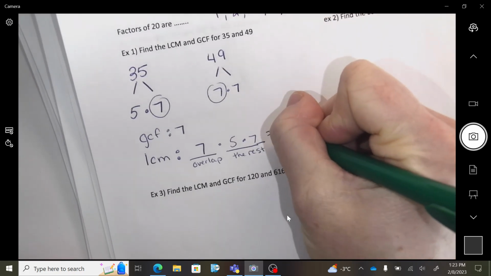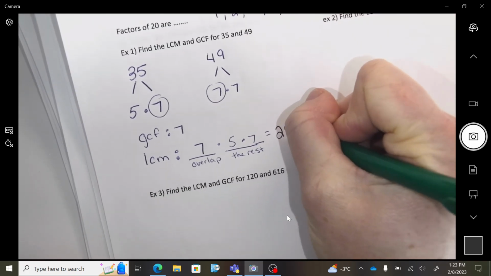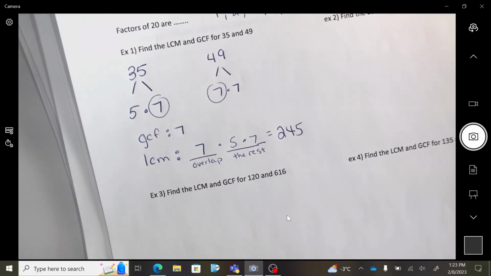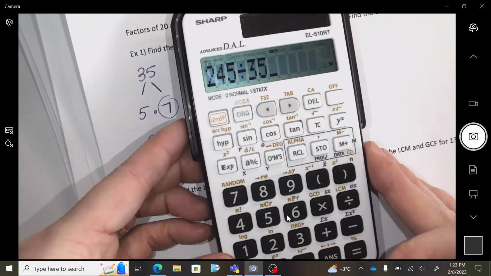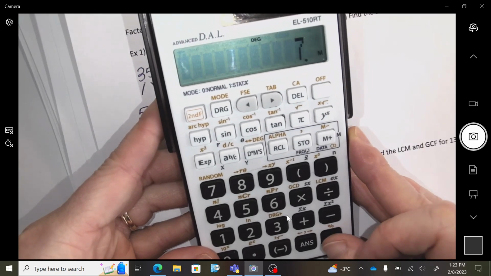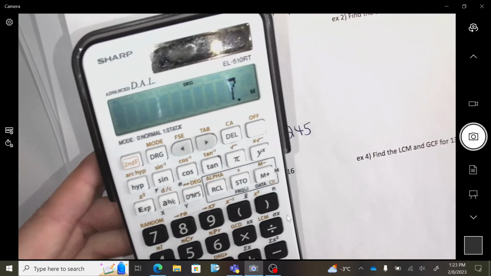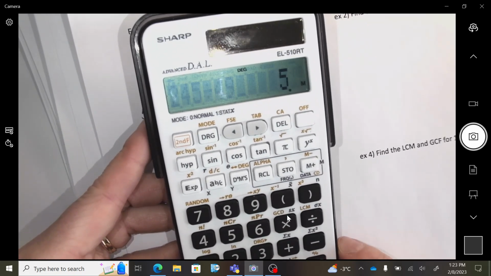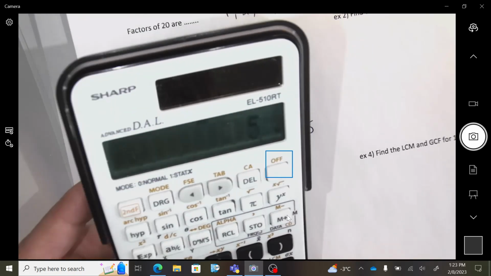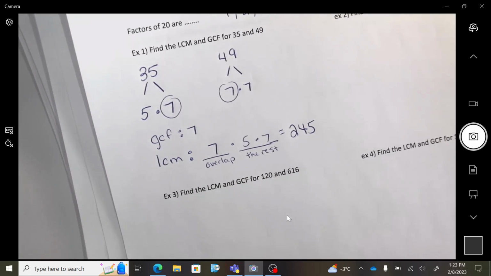And then I did this in my calculator. That's fine. And I get 245. So 245 is the first number I can find that should be divisible by 35. Let's check it out. Yep. And 245 should also be divisible by 49. Okay, let's try another one.